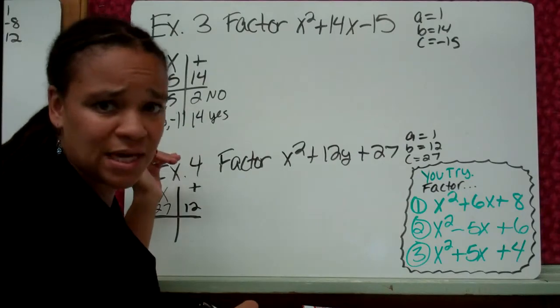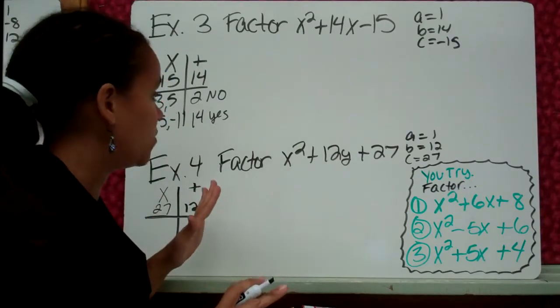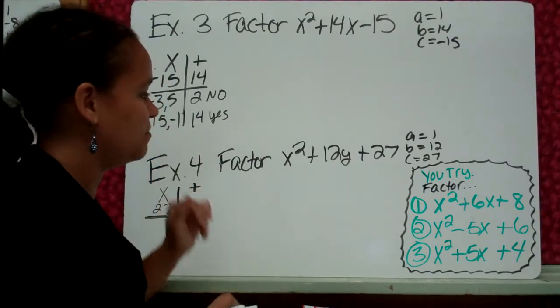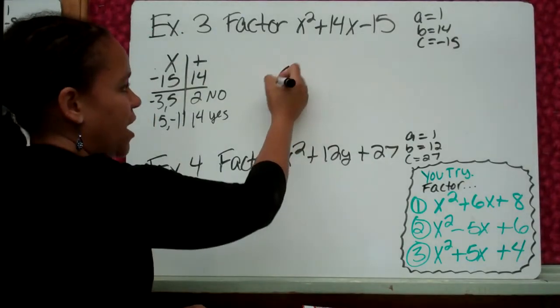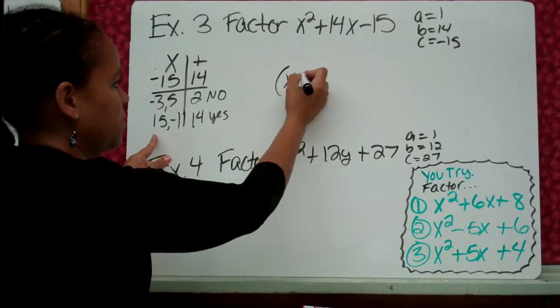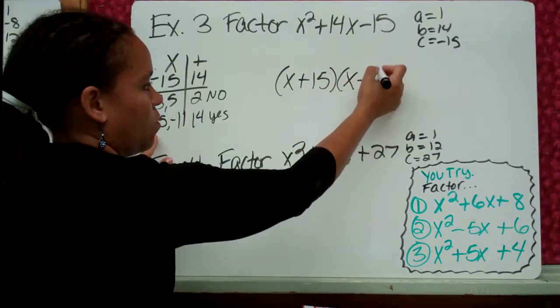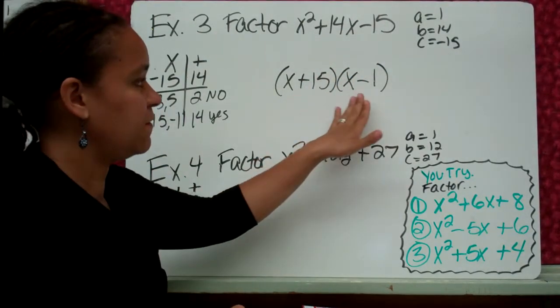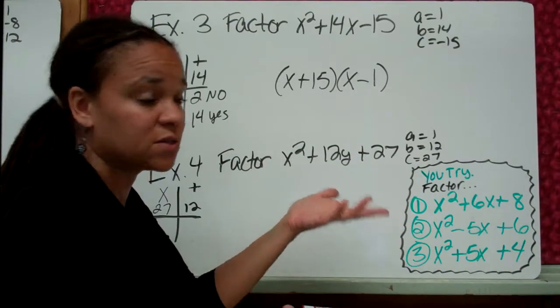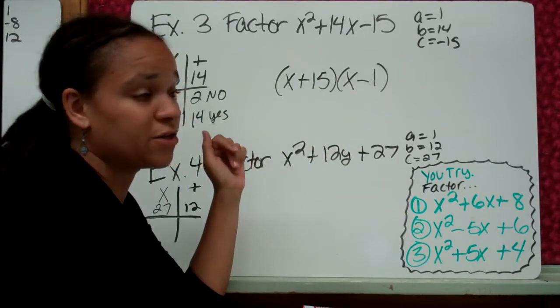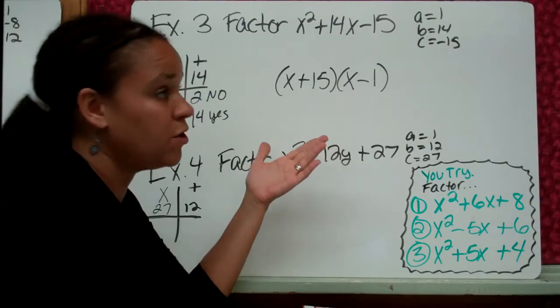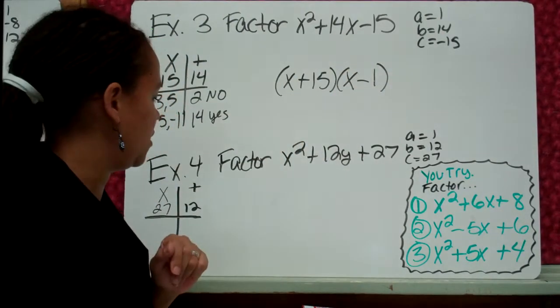So you may not get it on the second try. It may take you a few more. That's okay. As long as you get to the final answer, it's all good. So let's go ahead and write out our factors. X plus 15, x minus 1. So x plus 15, x minus 1, those are our factors. It's indeed been factored. You can go ahead and check that on your own and see if you FOIL it out. You should get the exact same answer here.